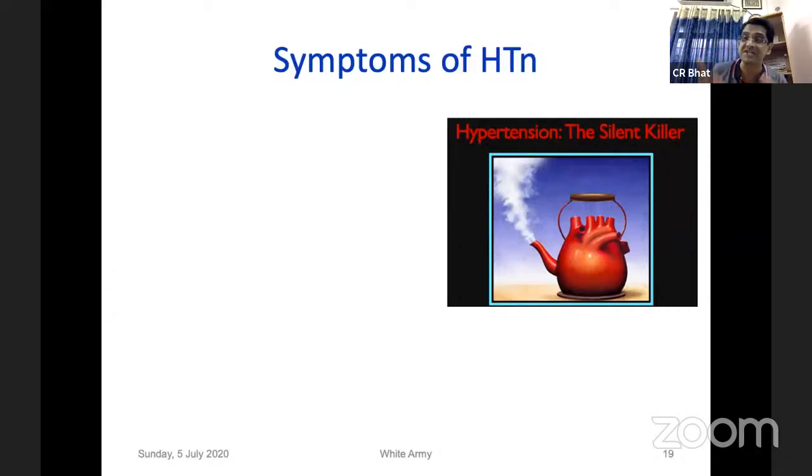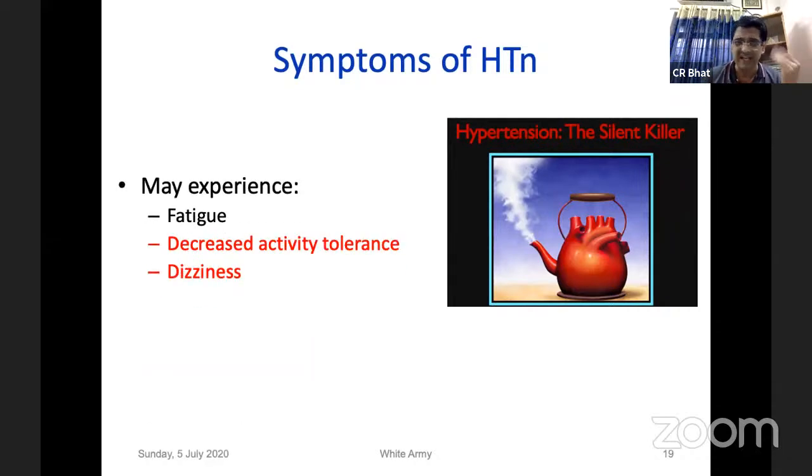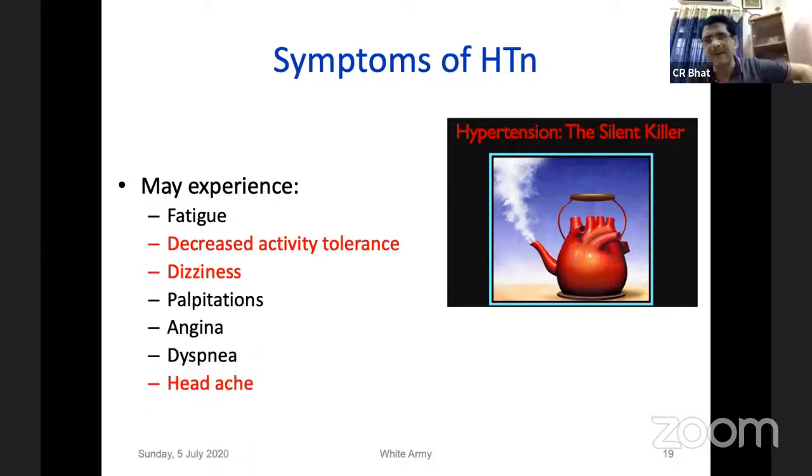The heating has started already, but unless it boils, it will not produce smoke. Similarly, hypertension will remain asymptomatic until they develop some complication. Most of the time, many may experience easy fatigability, decreased activity tolerance, decreased effort tolerance, or dizziness, especially on getting up from the squatting position or bending for a long time. These are the common symptoms. Again, palpitation, exertional breathlessness, exertional angina, and occipital headache, early morning occipital headaches, are some of the symptoms, but only in a minority of the patients in primary hypertension.